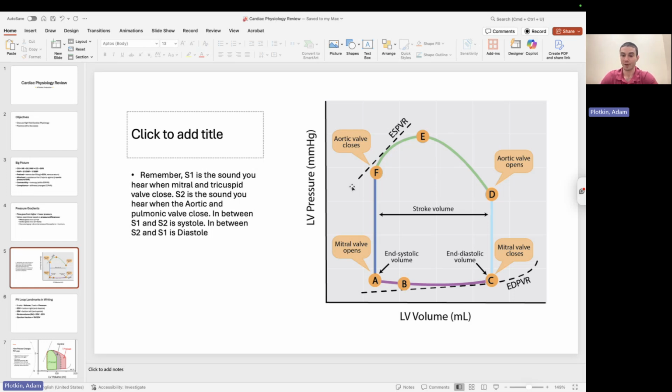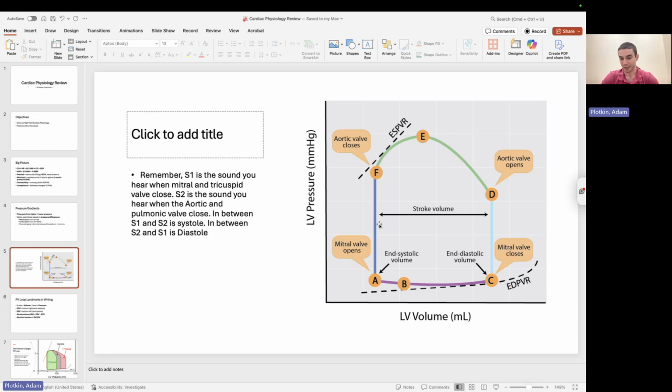So at point F, the aortic valve closes, but guess what? The mitral valve is also closed now too, right? So in this case, we're going to start filling the left atrium, okay? And we're going to drop pressure in the left ventricle, right? But because the mitral valve is closed and because the aortic valve is closed, there's no volume going into or out of the left ventricle, right? So the pressure is dropping because we're no longer contracting, right? We're slowly stopping that contraction.